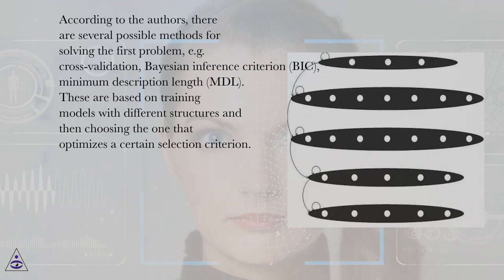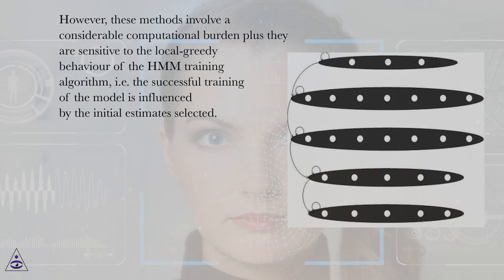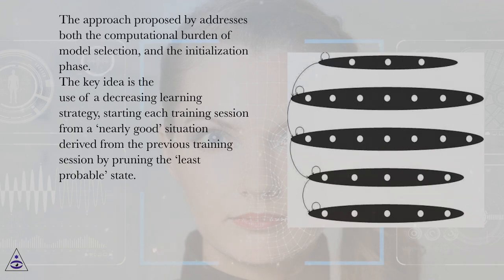These are based on training models with different structures and then choosing the one that optimizes a certain selection criterion. However, these methods involve a considerable computational burden, plus they are sensitive to the local greedy behavior of the HMM training algorithm, i.e. the successful training of the model is influenced by the initial estimates selected. The approach proposed by addresses both the computational burden of model selection, and the initialization phase.